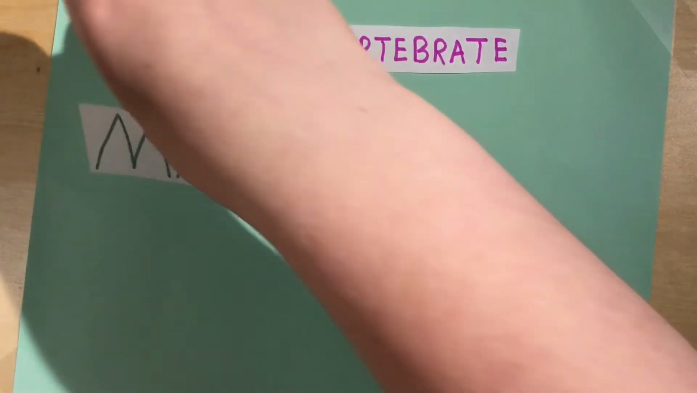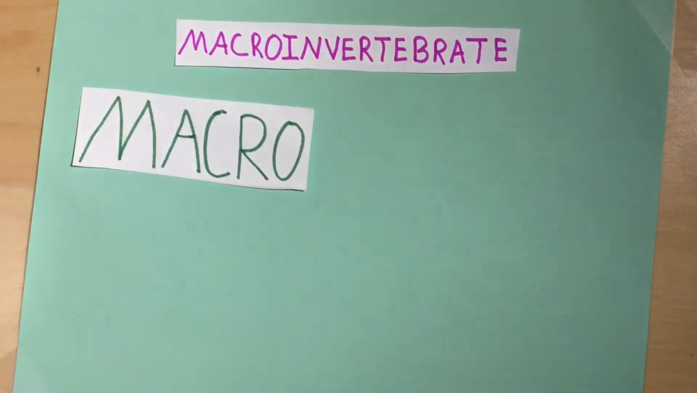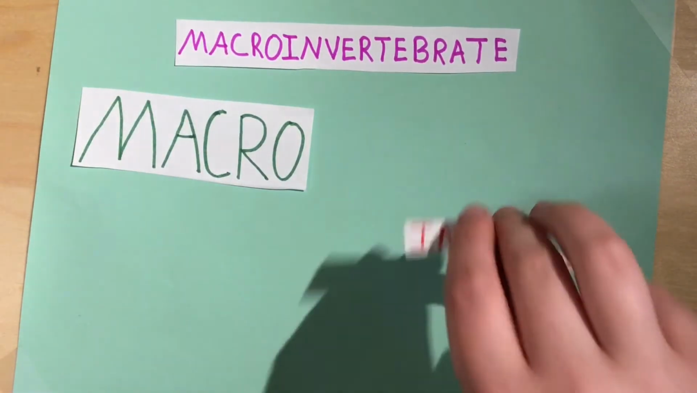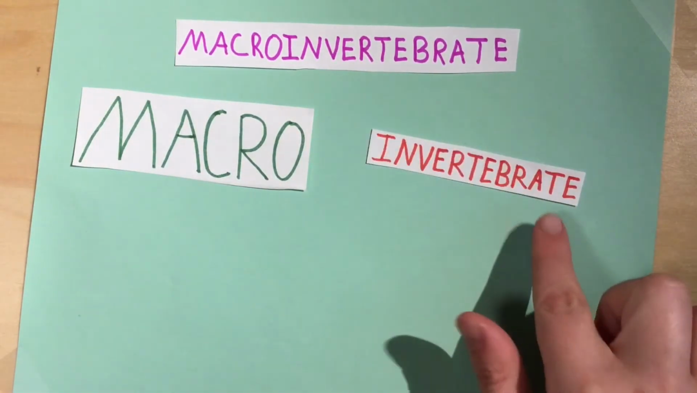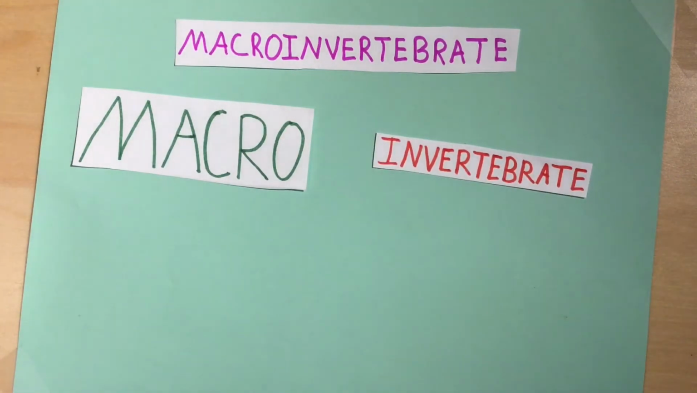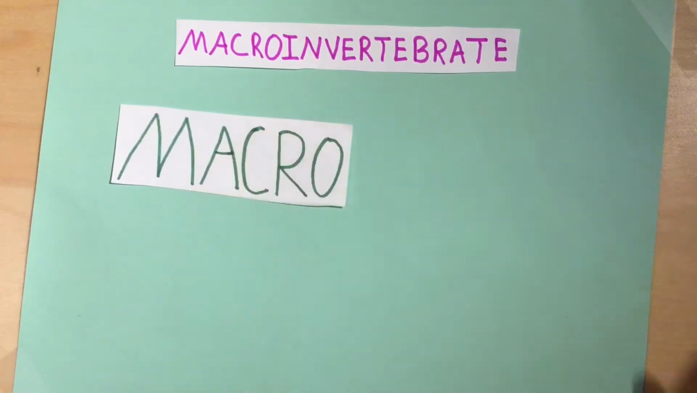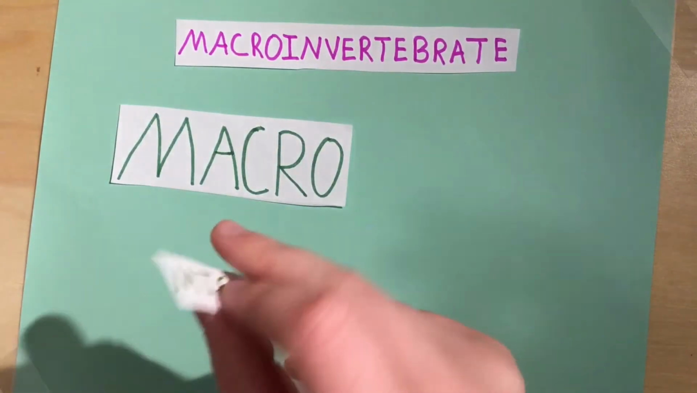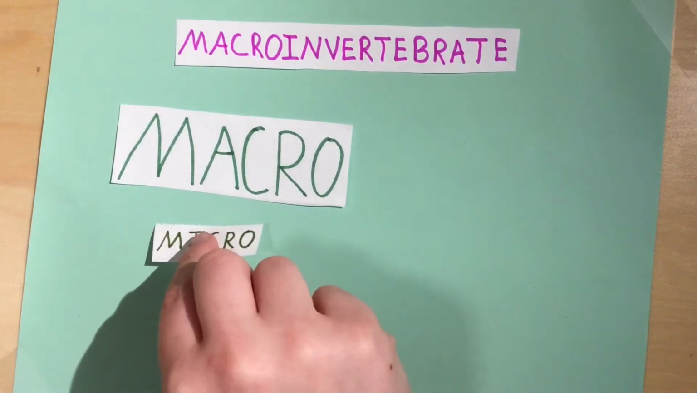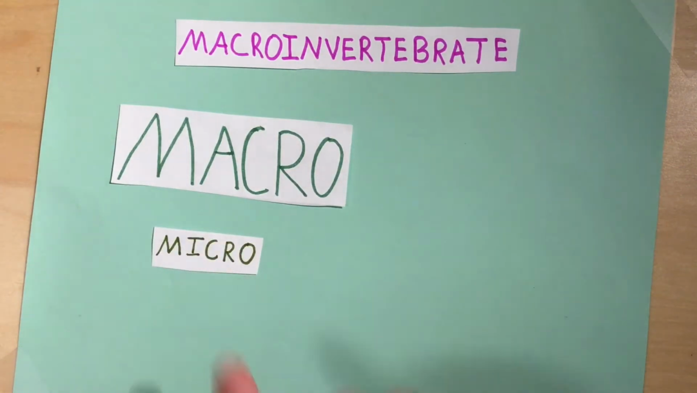Macroinvertebrate. So macro is the beginning of this word. Macro means big. Invertebrate means no spine. So I want to talk about some things before we get there. I want to look at the word macro and another prefix that is associated with it, micro.